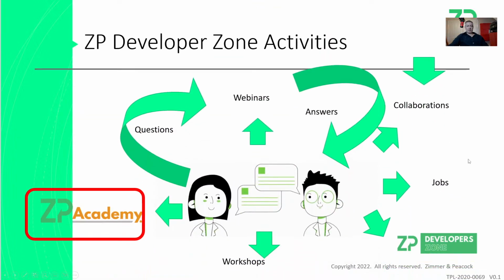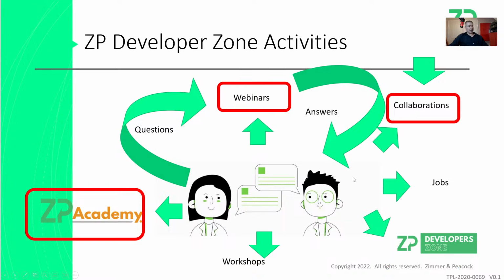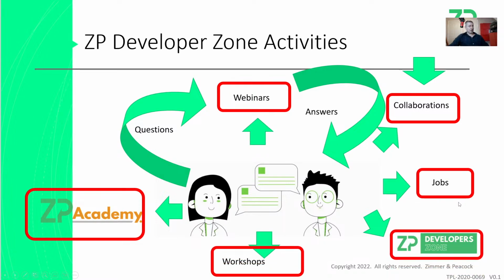So we do have the ZP Academy. If you want free education around some of the topics we discuss, then go to the ZP Academy. We do have these webinars, for example, every Thursday London time. We do have collaborations, strictly speaking free ones or with academia, things like Horizon 2020. We do post jobs. We do have the developer zone, and we do have workshops.